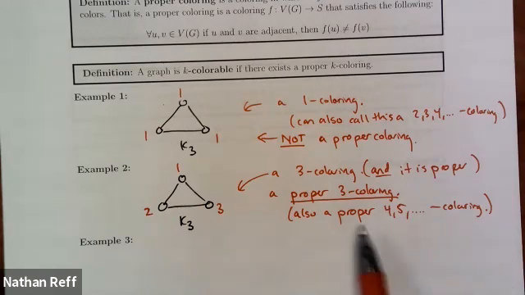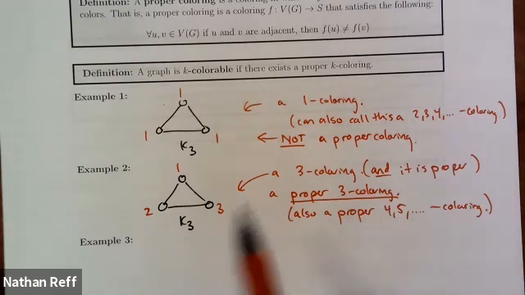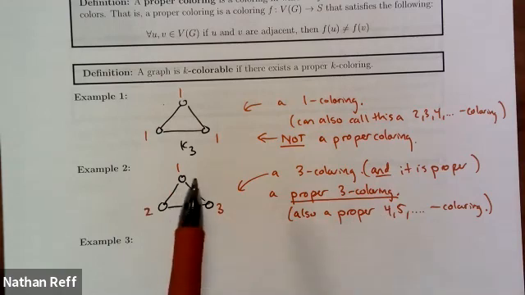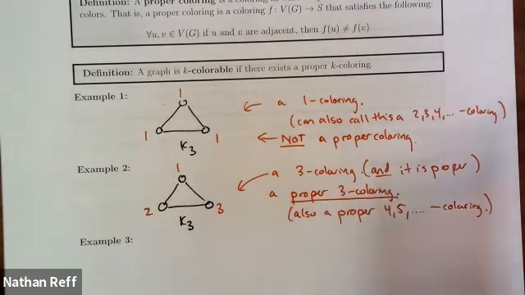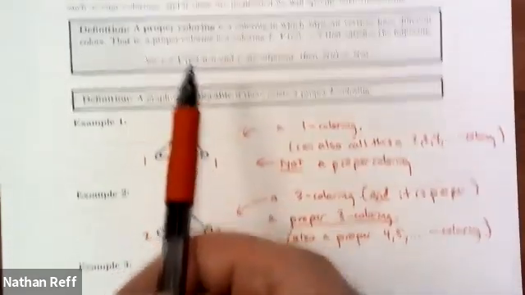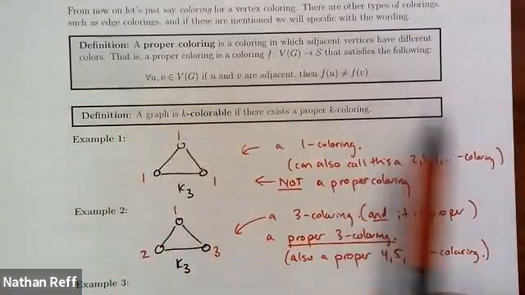And therefore, as soon as I figure out that it's a proper 6 coloring, of course it's a proper 7, 8, 9, and so on coloring. But you want to figure out what are the fewest number of colors that I need to properly color the graph.